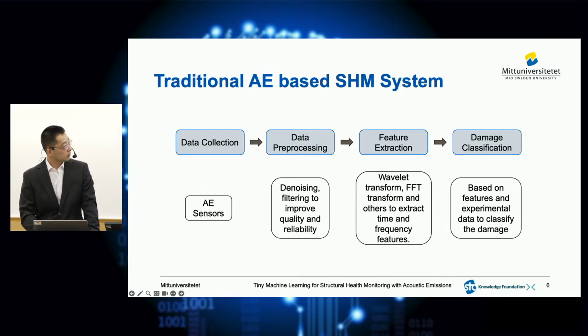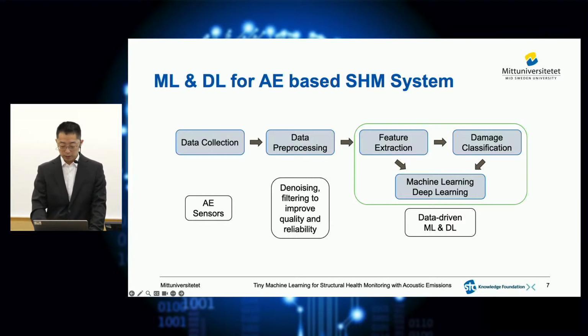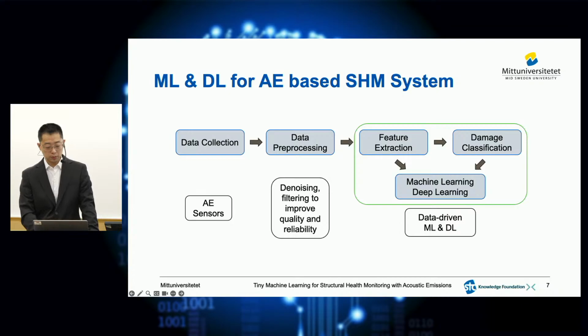Currently, machine learning and deep learning have become quite popular in this area. People want to use machine learning and deep learning to replace the last 2 steps to reduce the human cost in the whole structural health monitoring system.